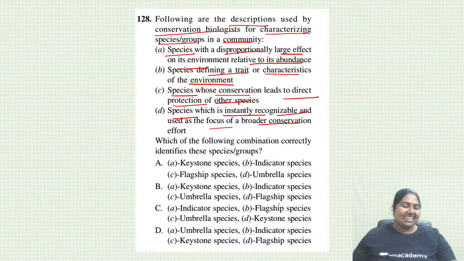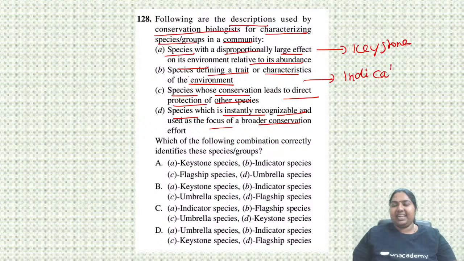Good, very good all. Disproportionate effect, that is keystone. Environment, that is indicator. Conservation, it is umbrella. So it is recognizable and used as the focus of broader conservation effort. So that is going to be the flagship.